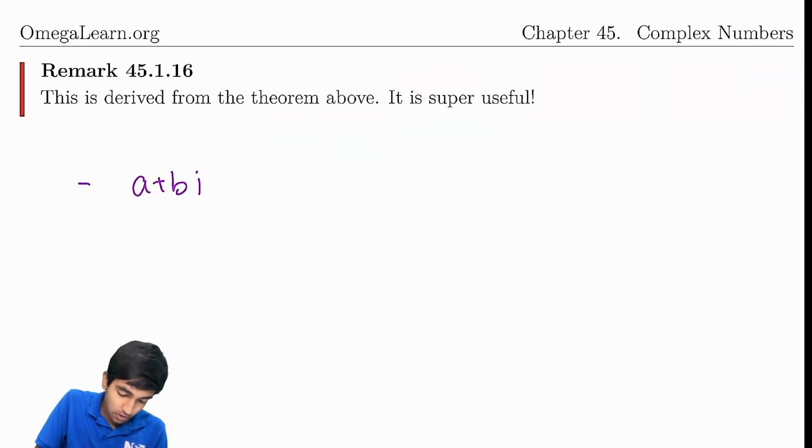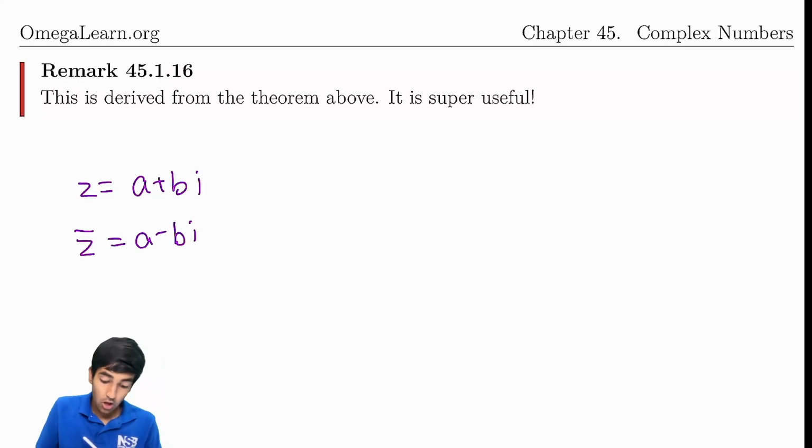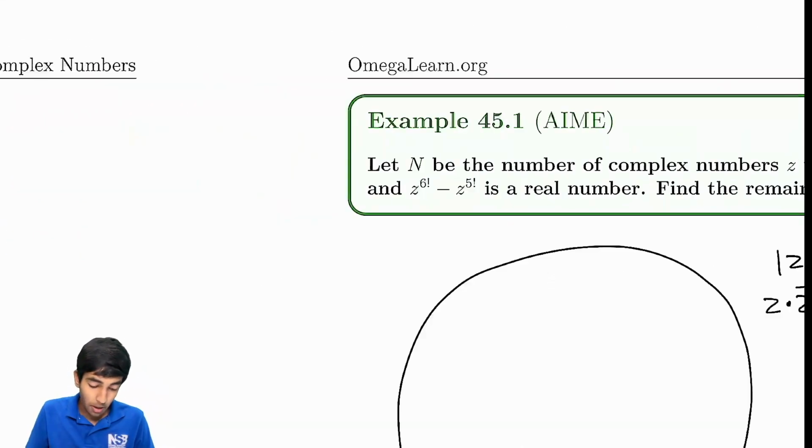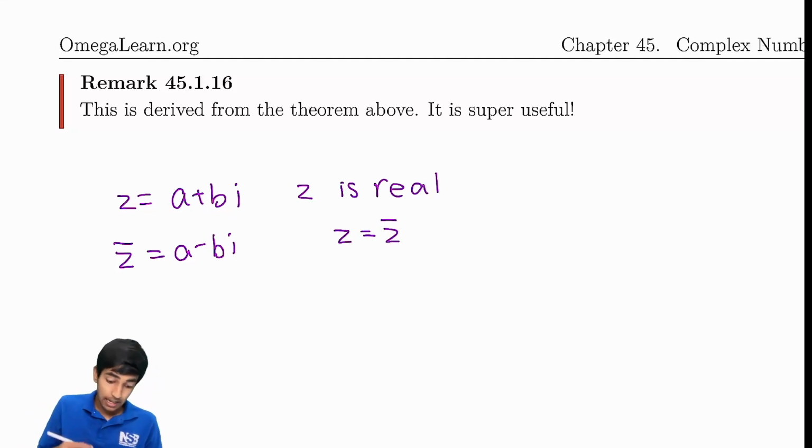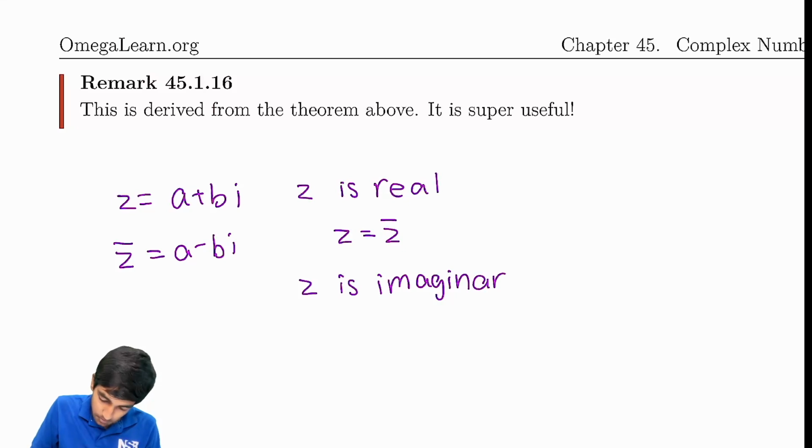But take a look here. When you have a complex number z, its conjugate is a minus bi. But if a number is a real number, then both of these terms are 0. So if z is real, z equals z conjugate. Now similarly, if z is purely imaginary, so there's no real part, then we have this.